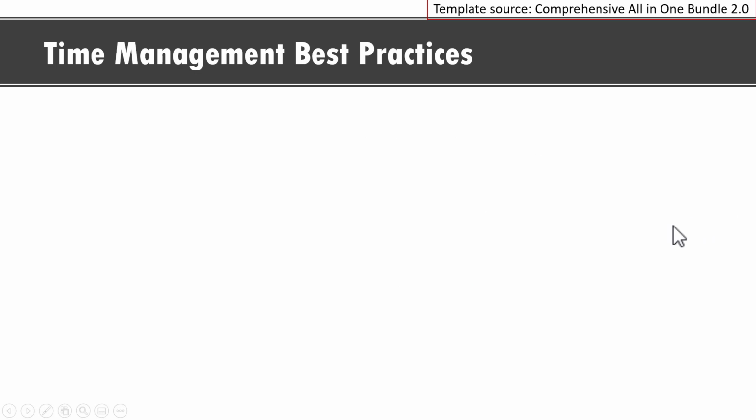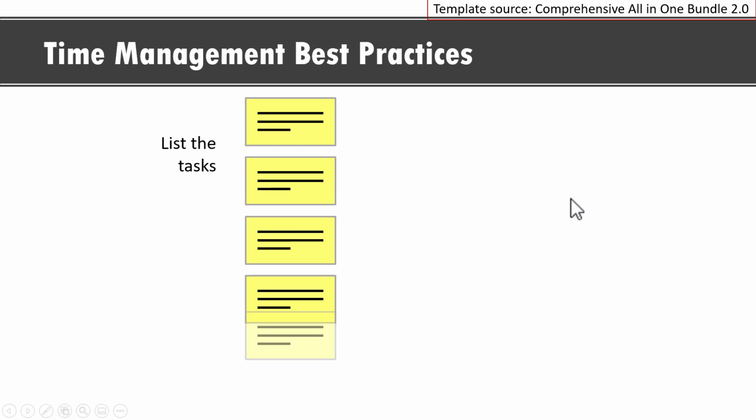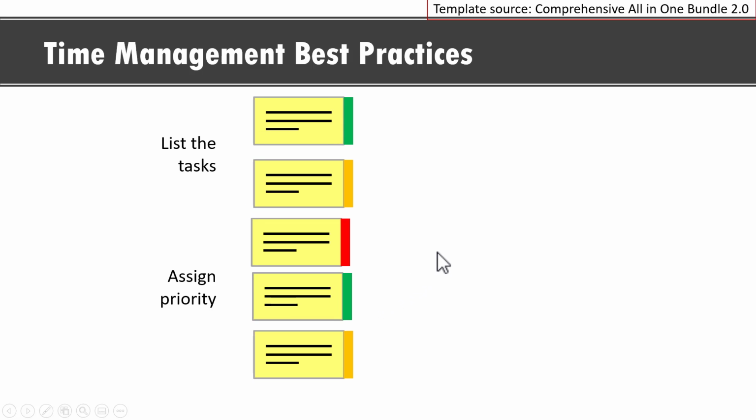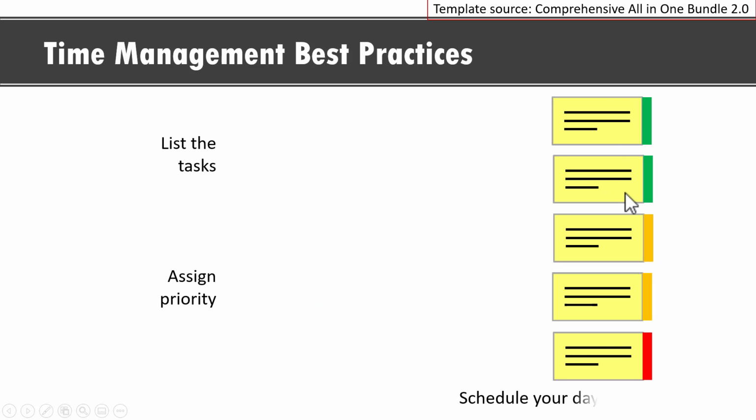Let us go to the next example. Here we talk about time management best practices. We all have daily tasks which are like this. If you need to manage your time better, you need to label each of the tasks, assign priorities, and then sort your task based on the priority and then schedule your day. Can you see, with simple animation, we are able to tell some powerful stories.